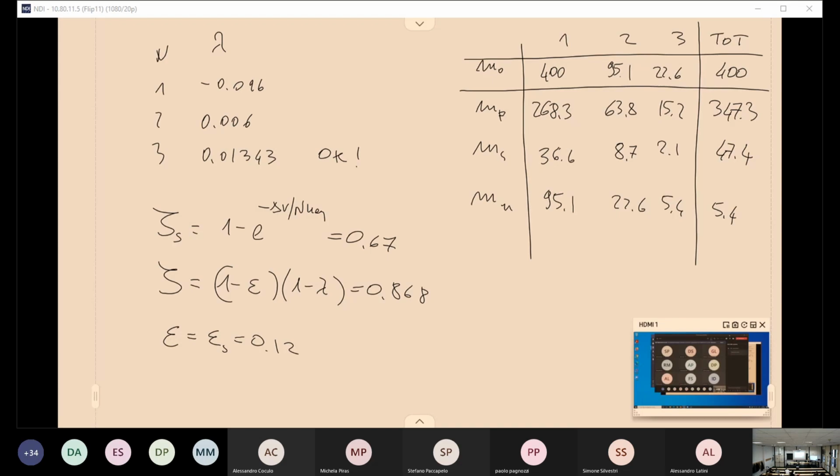Okay, let's consider now something without staging, but this time we consider a break, 5 minutes break.